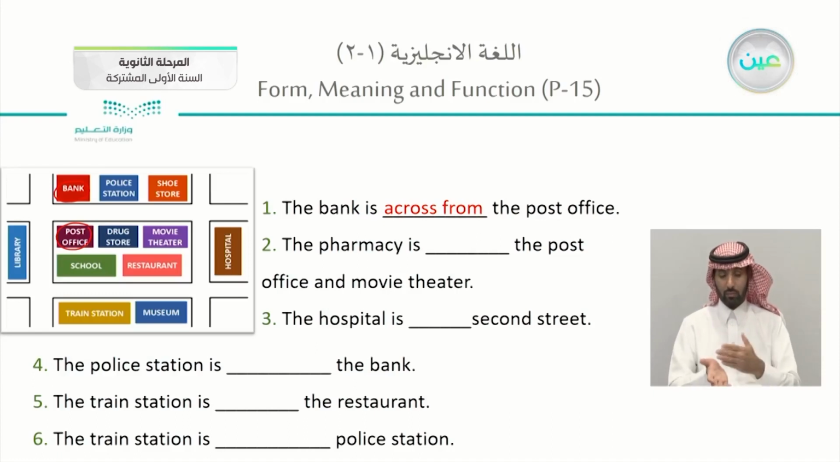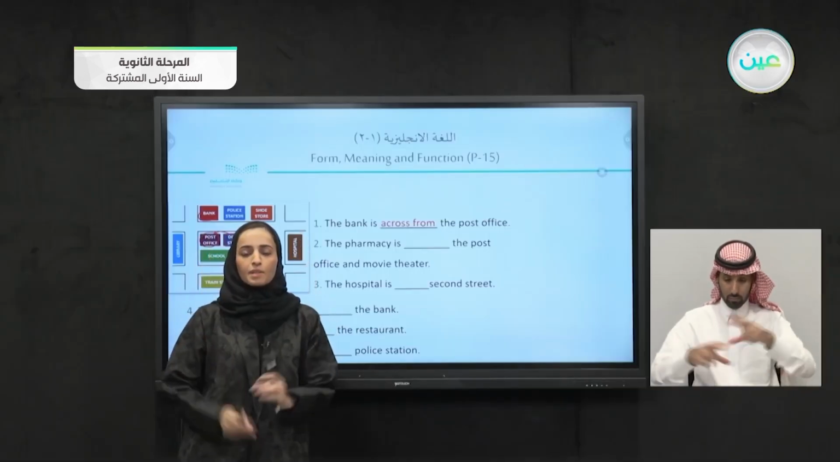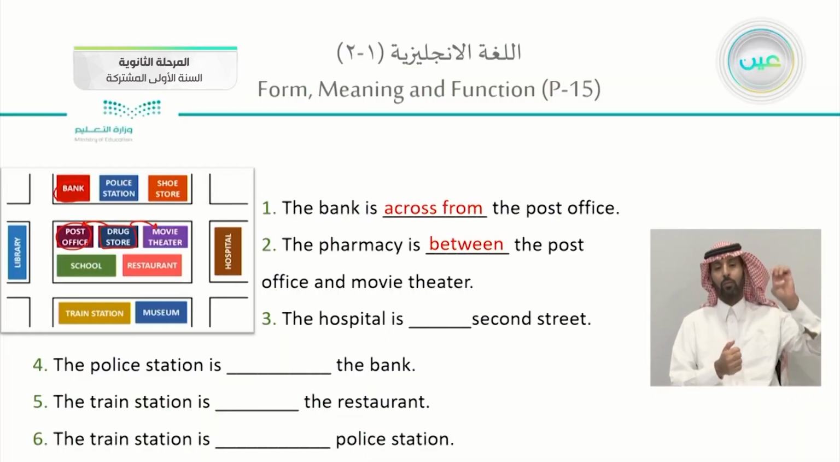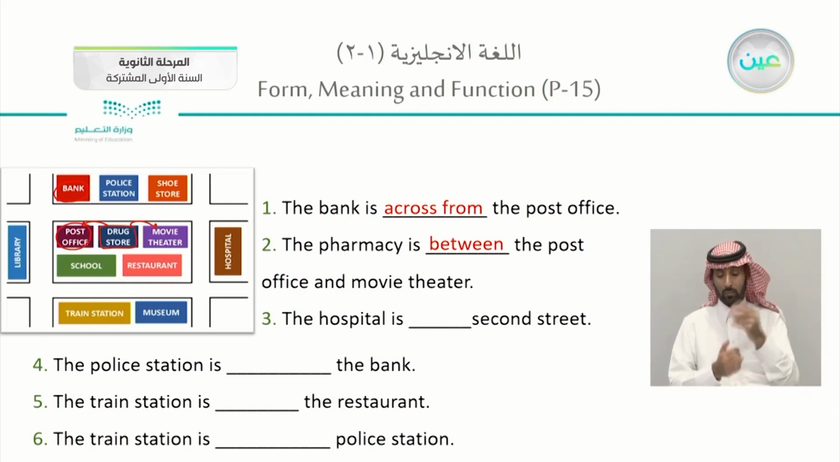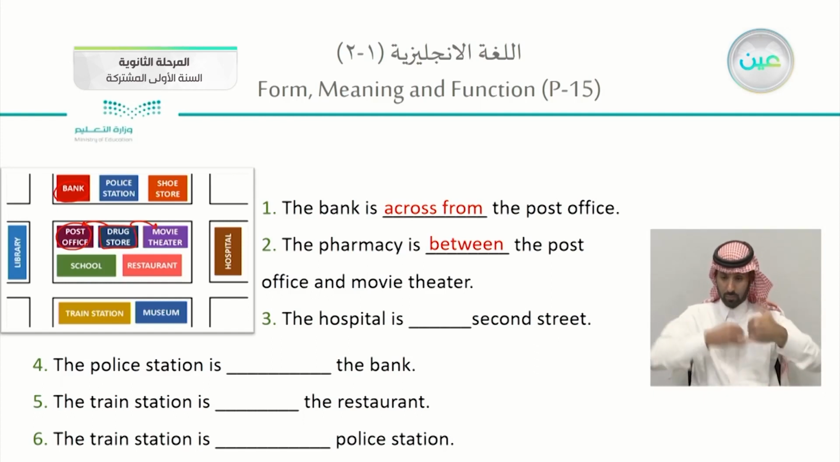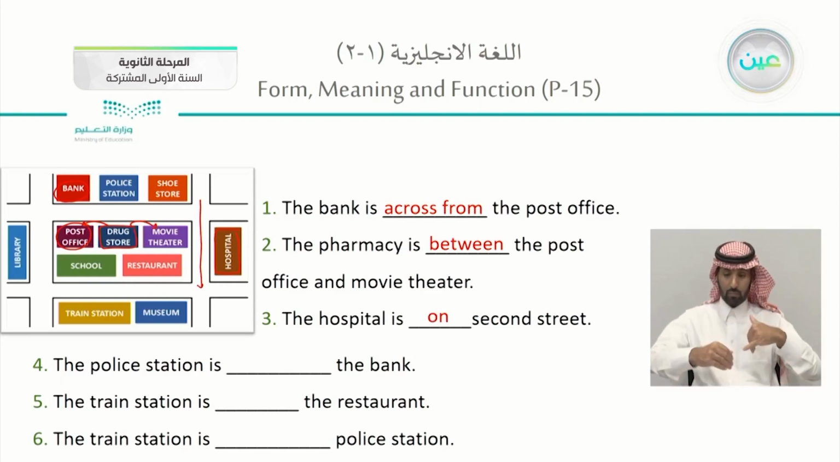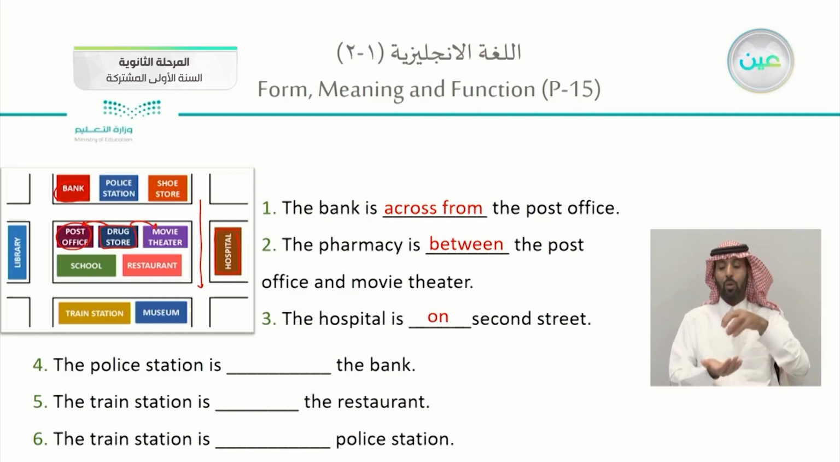Now the pharmacy, the post office and the movie theater. So speaking about in here, the pharmacy or the drugstore, it's in here, and we're having a movie theater and also a post office. Where is it? According to the map, it's somewhere in the middle. So we will use between. It's between the post office and the movie theater, the cinema. Then the hospital and 2nd Street. Here, this is the hospital, and this is 2nd Street, so it is actually on. It is on 2nd Street.